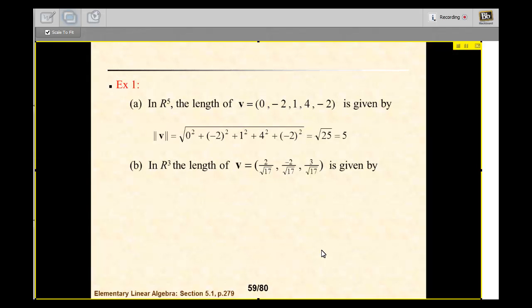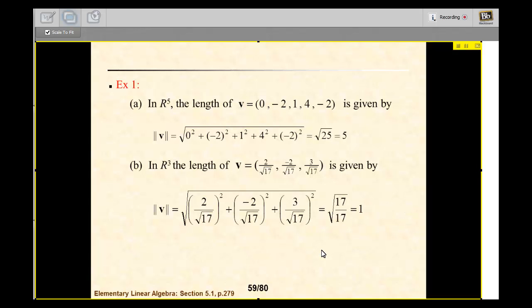So, for example, a question is given: v is equal to some vector, and you have to find the norm of this vector. So what you do is take the square root of the sum of the squares of all these components. So the square root of 0 square plus minus 2 square plus 1 square plus 4 square plus minus 2 square, adding all of them. So you will get the square root of 25, that is equal to 5, since 5 times 5 is 25.